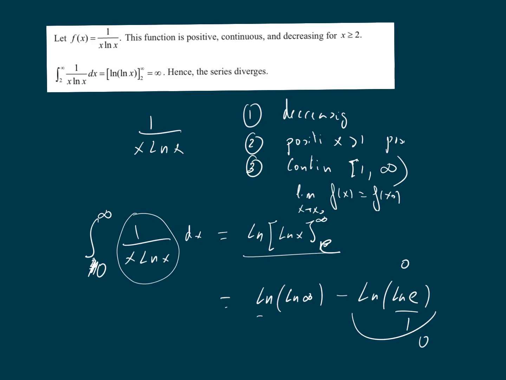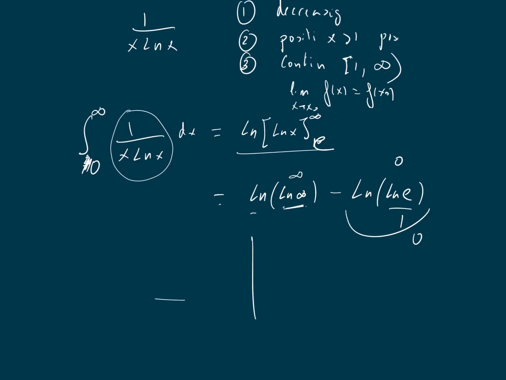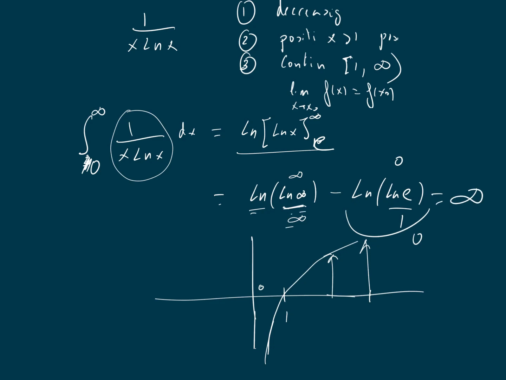And the natural log of infinity goes to infinity, because the curve goes like this. At 1 it is 0, it goes to minus infinity when you approach 0, and it goes to infinity when x is very, very big. So the natural log of infinity is infinity. So the integral diverges. So the series diverges. Let's go to the next problem.